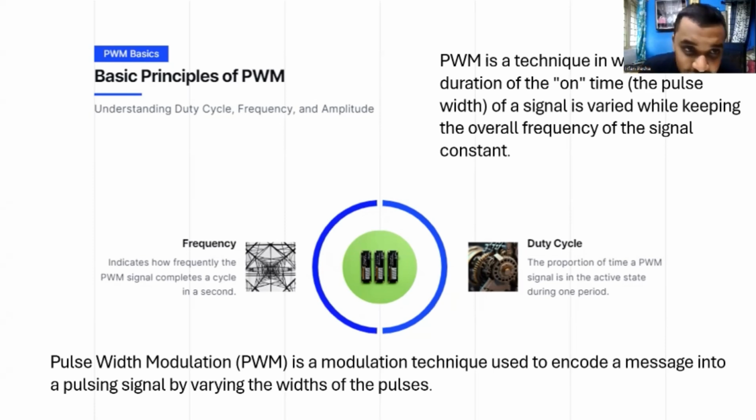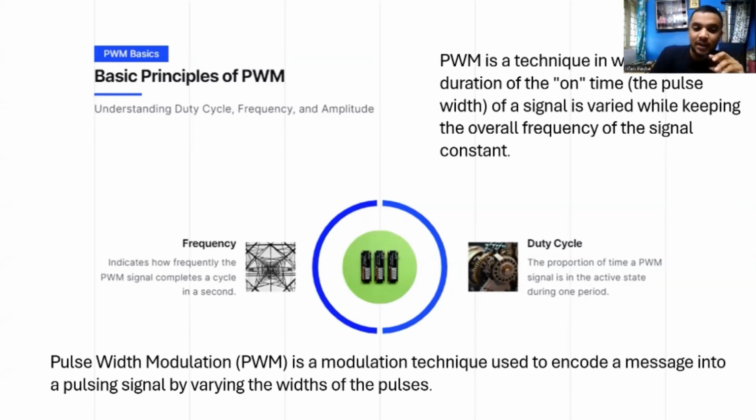The basic principle of PWM is understanding duty cycle, frequency and amplitude. Pulse width modulation is a modulation technique used to encode messages into a pulsing signal by varying the width of the pulse. See, we've got a message and we send this message in analog form. To do that, PWM is very important. PWM sends the pulsing signal with various widths of the pulse so that the signal can reach the receiver without being lost, right?